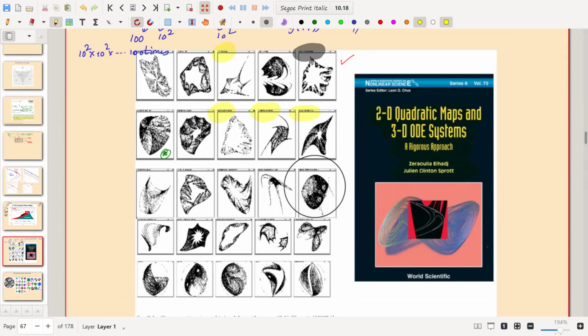Okay, so there they have considered 2D quadratic maps and 3D ODE system, written by Sprott and Eldhaj. So it's a book, right? In that book, you can see all these nice chaotic attractors. And you can clearly see that it is not random at all. Even though they behave in a very chaotic order, still they have a structure to it.